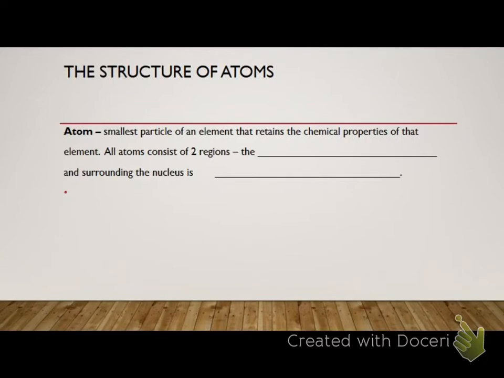So from that we came up with the atom, and that's the smallest particle of an element that retains the chemical properties. Okay, so if you have just the protons, just the electrons, just the neutrons by themselves, they do not retain those chemical properties. The atom, of course, you know this from junior high science or maybe even earlier, contains two regions. We have the nucleus, and surrounding the nucleus is the electron cloud.